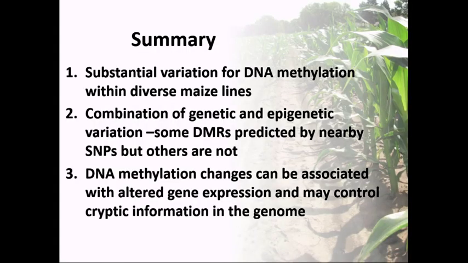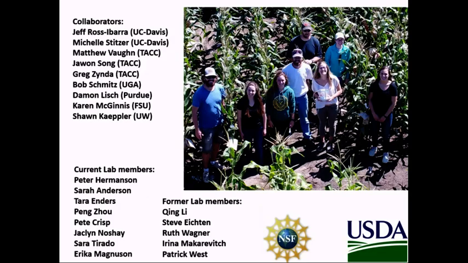So I'll summarize here that there's lots of differences from methylation, primarily in genetically diverse lines. There's a combination of genetic and epigenetic variation. So some of these are captured by nearby SNPs, others aren't. And some of this is associated with altered gene expression and potentially cryptic information. And I think I've showed pictures of the collaborators that went into this. So I'll stop there and take any questions.